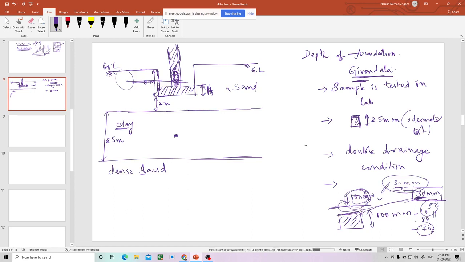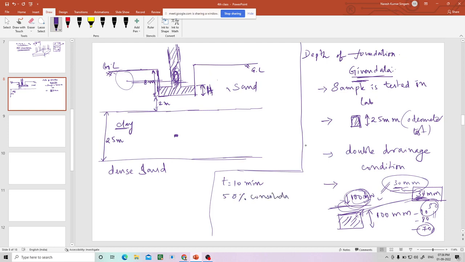So this is the given data. Now, there is something left in the given data, that in time 10 minutes they have observed 50% of the consolidation settlement in lab of thickness 25 mm of double drainage. These are all important, right? That is the reason why I am writing again.